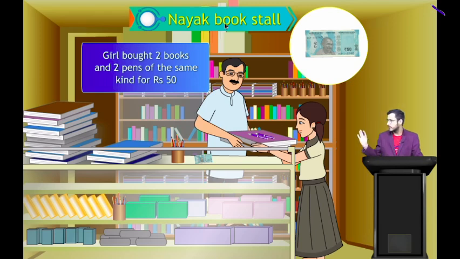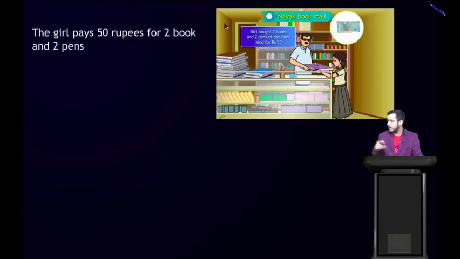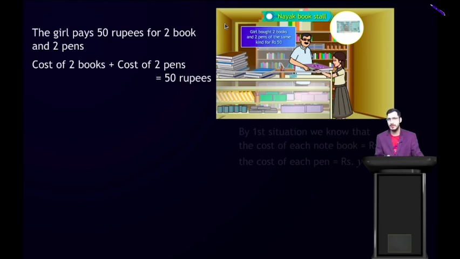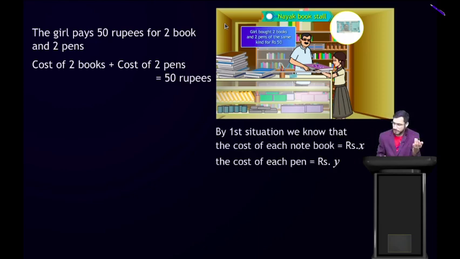A girl bought 2 books and 2 pens of the same kind for rupees 50. So the girl paid rupees 50 for 2 books and 2 pens. We can represent this situation in a linear form. Cost of 2 books plus cost of 2 pens is equal to 50 rupees. As in the first situation, let the cost of each book be rupees x and the cost of each pen be rupees y.